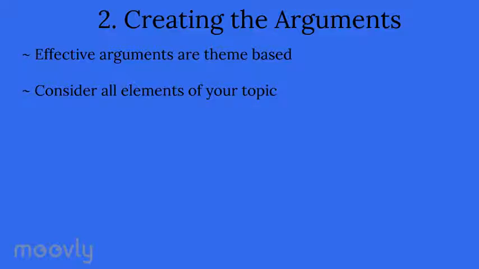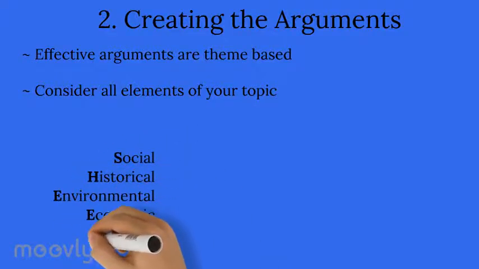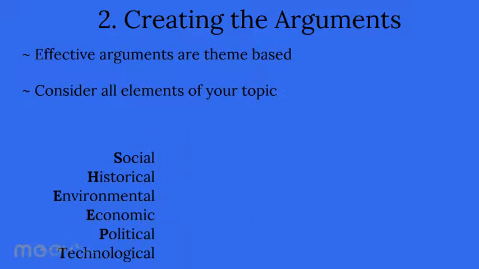So, a really effective way of analysing and creating different arguments is to do this in a SHEEPT analysis. So SHEEPT stands for social, historical, environmental, economic, political, and technological. These 6 topics allow us to analyse and create different arguments based on these different themes or ideas.